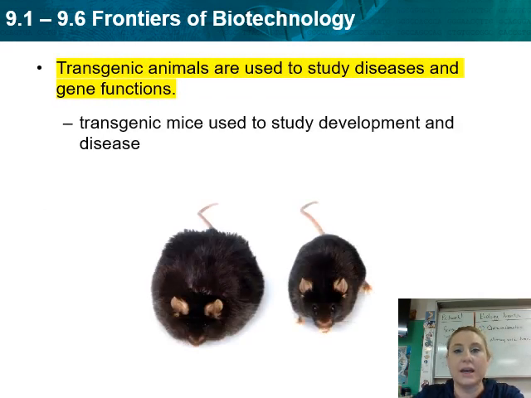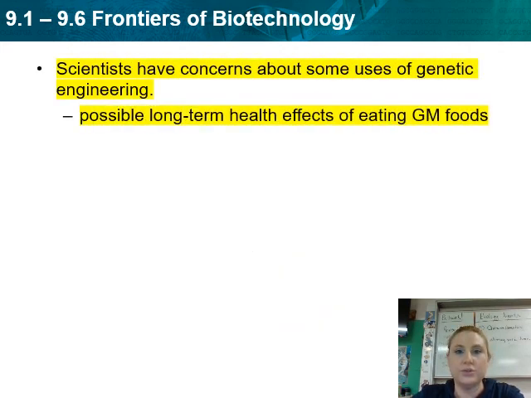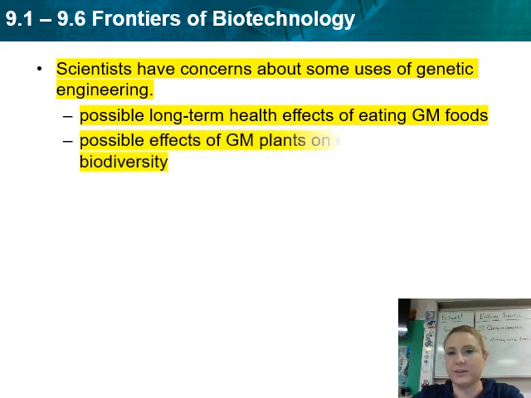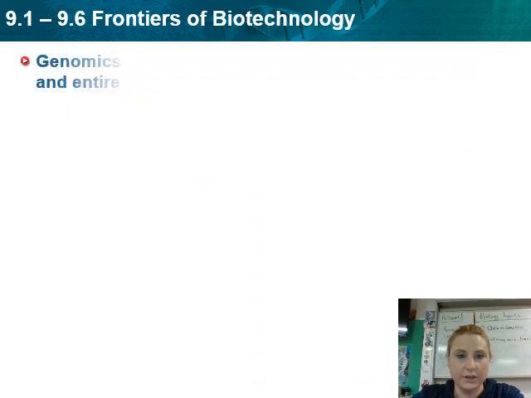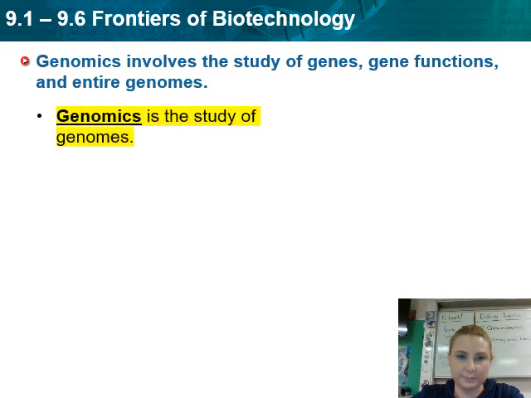Transgenic animals are actually used to study diseases and gene functions. So here are some mice. They've been genetically modified, transgenic animals, and they're used to study development and disease and kind of simulate some of the diseases that we would see in humans. Now, scientists do have concerns about using genetic engineering because there may be some long-term health effects of eating genetically modified foods that we're not aware of. They might have some implications in the ecosystems on biodiversity and other stuff. So there are some problems associated with that.